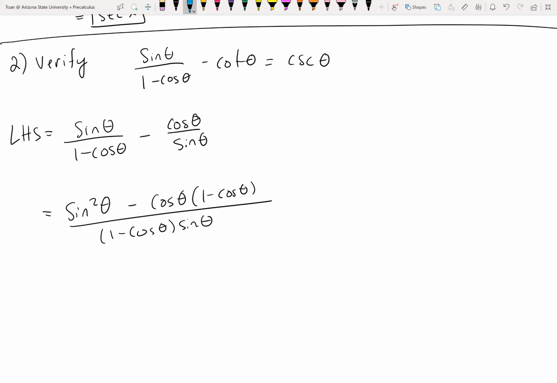In case you need to see it, what we did was we multiplied the left fraction by sine over sine, and we multiplied the right fraction by 1 minus cosine over 1 minus cosine. So that is what we did.